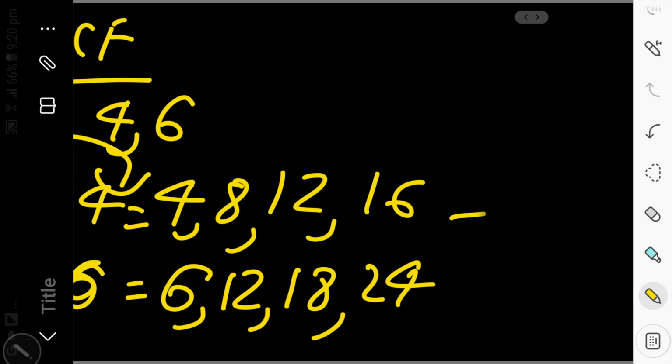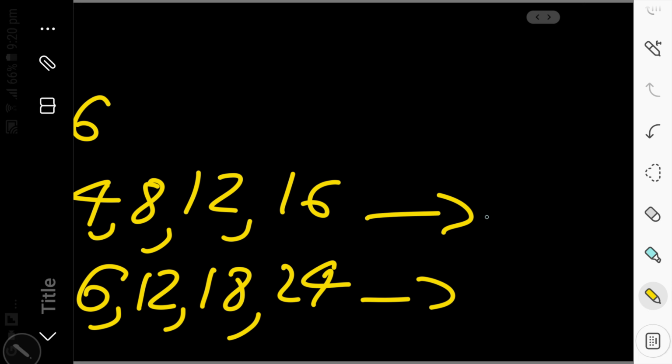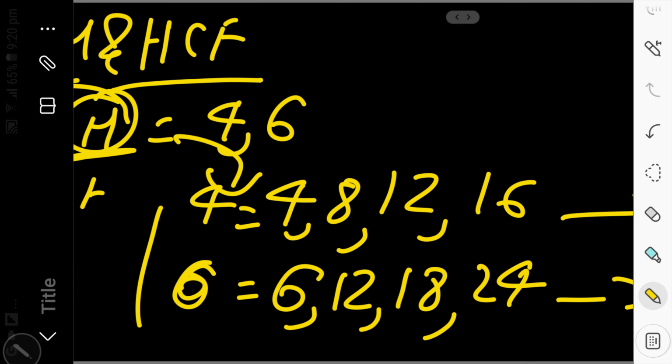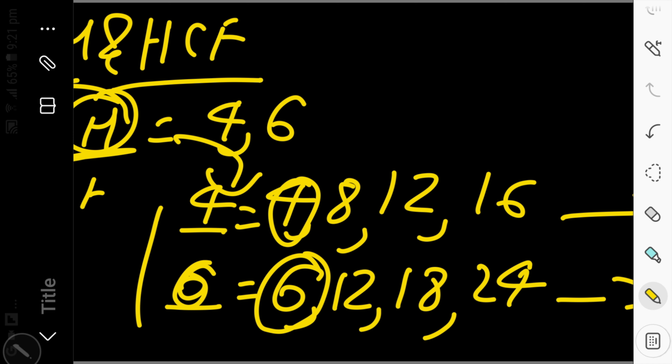If you go further on, you will find more and more common numbers. What do I mean by common? In 4 and 6, are 4 and 6 common? No. Are 8 and 12 common? No. Are 12 and 18 common? No. Are 16 and 24 common? No. Here, which number is common to both? 12 and 12. Is there any other number that is common? No.